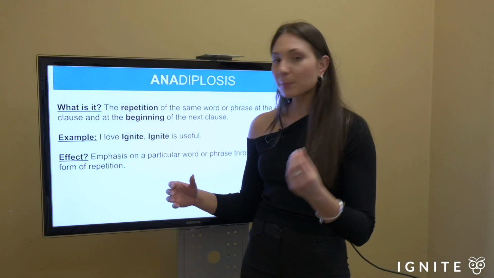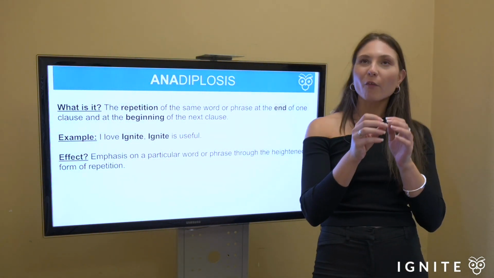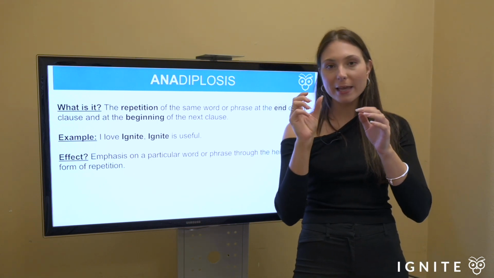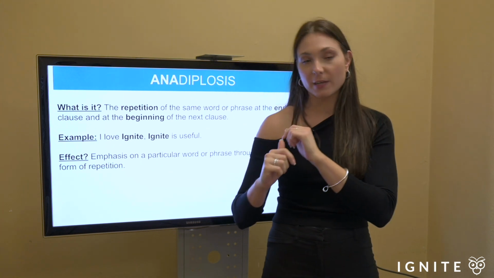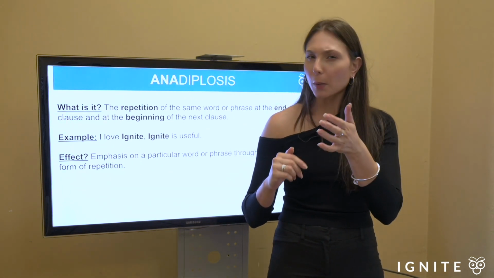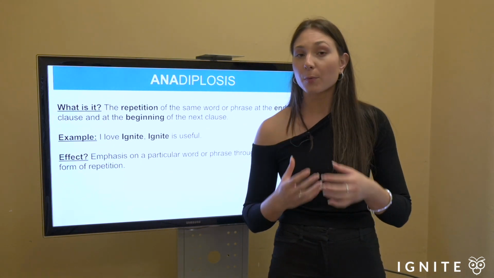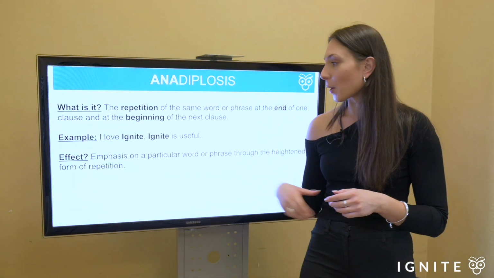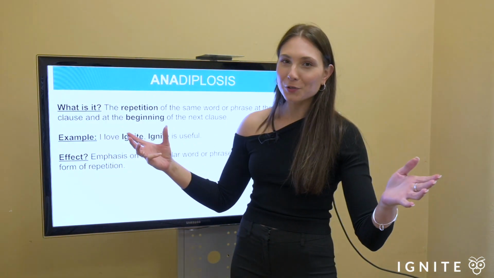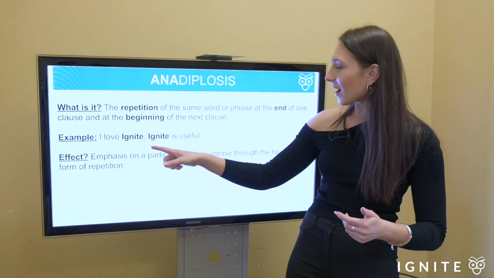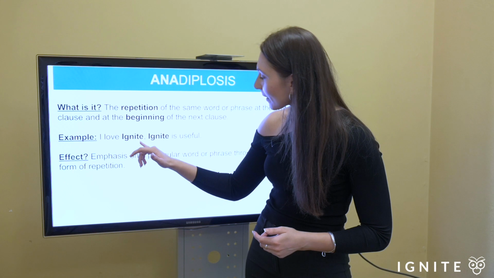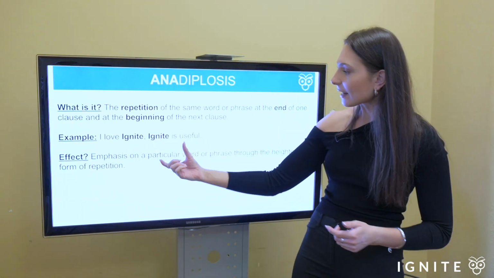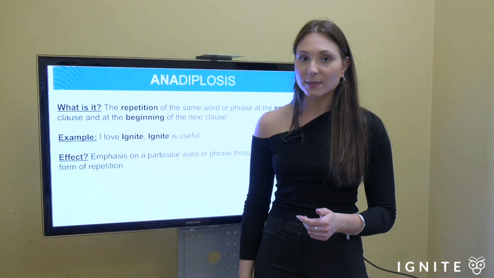What is it? So Anadiplosis is the repetition of the same word or phrase at the end of one clause and the beginning of the next clause. A clause, by the way, is a group of words separated by punctuation. So I've given you an example here. Hopefully it's true for those watching at home. I love Ignite. Ignite is useful, right? So I've ended one clause with Ignite and I've begun the next one with Ignite. That's the example of Anadiplosis.